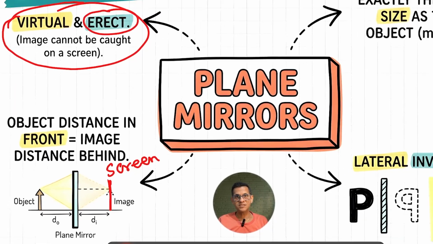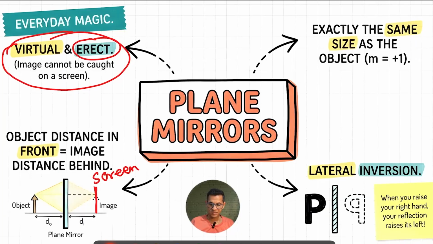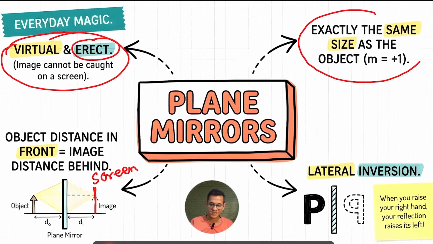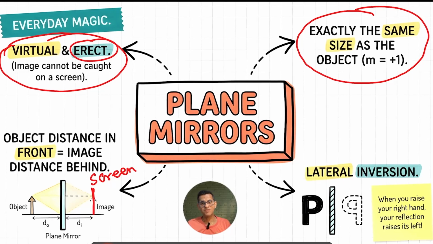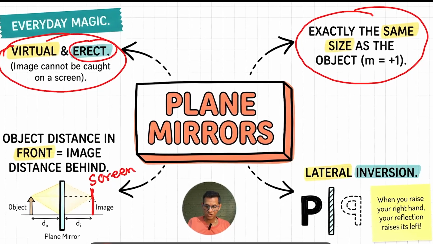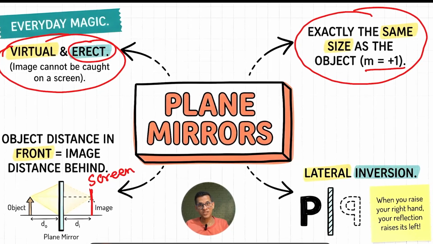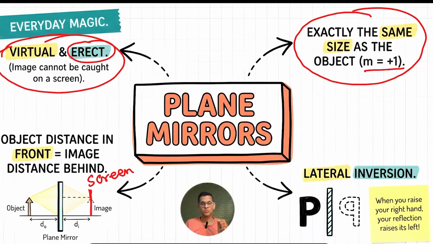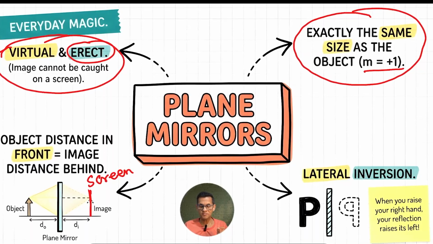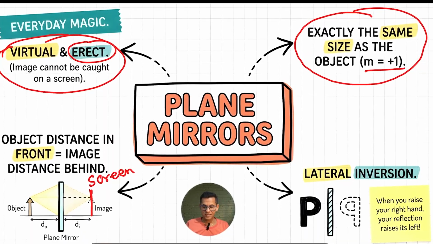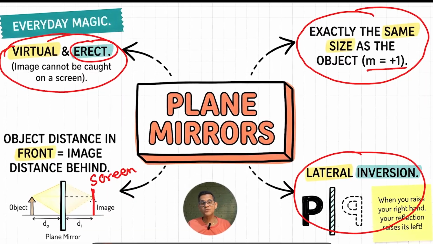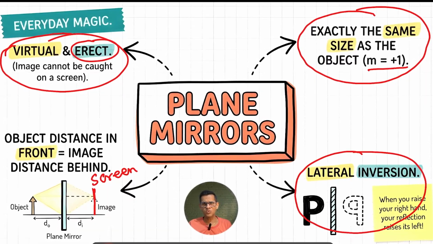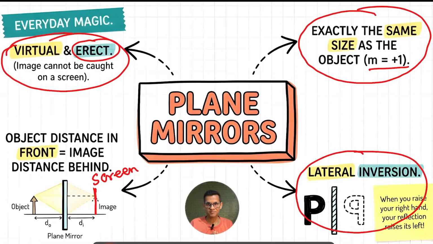The second characteristic of the image formed by a plane mirror is that the image is the same size as that of the object, which means the magnification produced by a plane mirror is always plus 1, specifically because it is a virtual and erect image. The third characteristic is that the image formed by plane mirrors is laterally inverted. In simple words, it is horizontally flipped.